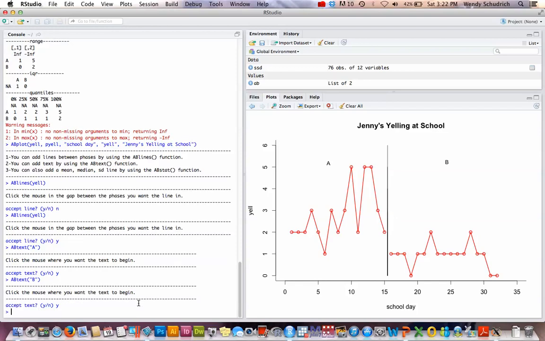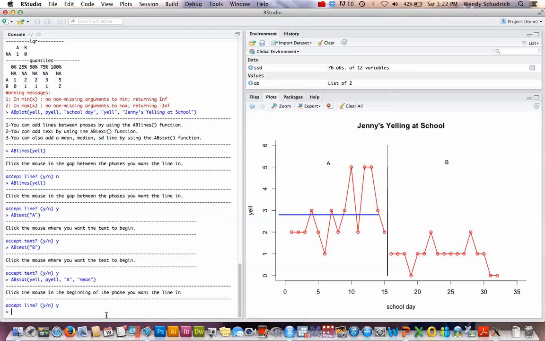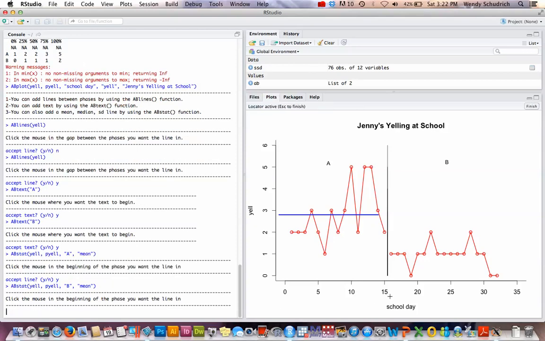Now she's going to put on the means again, which will give us a good visual picture of the differences between the baseline and intervention. So there she is putting the line in, and she just clicked on where she wanted it to begin. After she put in the data, she's going to repeat it by doing the up arrow and just change A to B and putting it at the beginning of phase B.